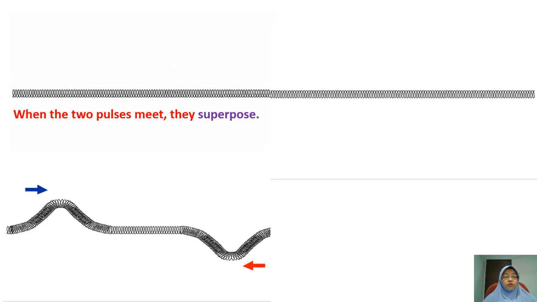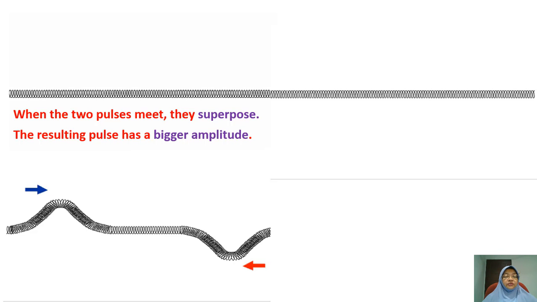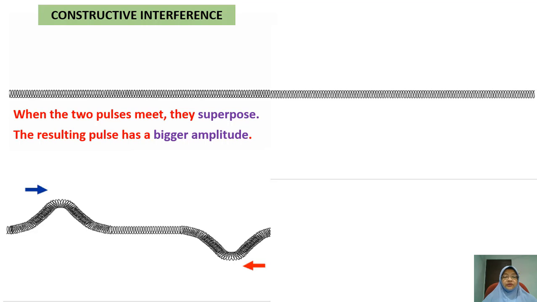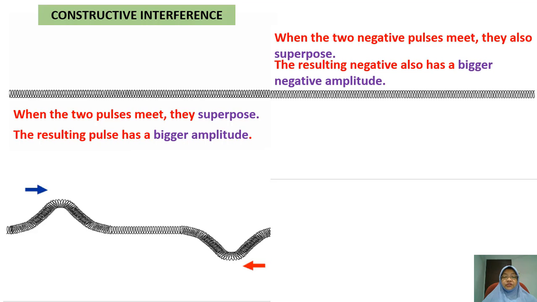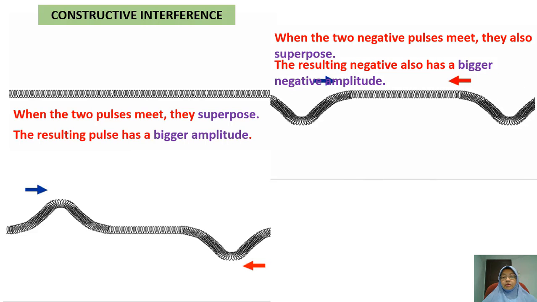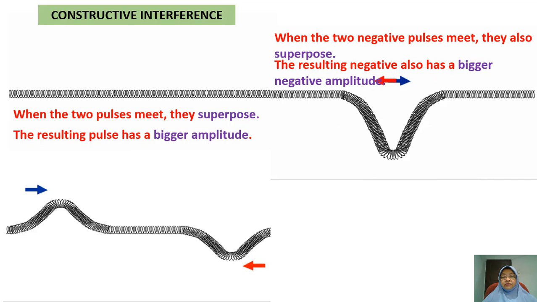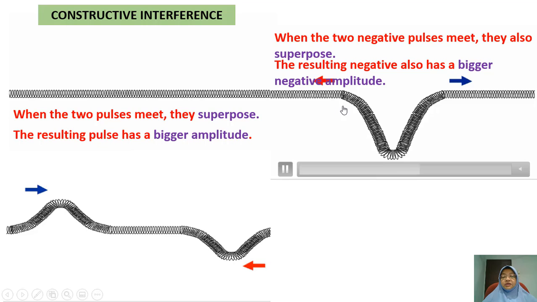Okay, so they superpose. The resultant wave has a higher amplitude. So this is what we call constructive interference. Now we have two negative pulses meet. They also will superpose. The resultant also has a bigger negative amplitude. So look at the video. Negative amplitude, so it will have a bigger negative amplitude.